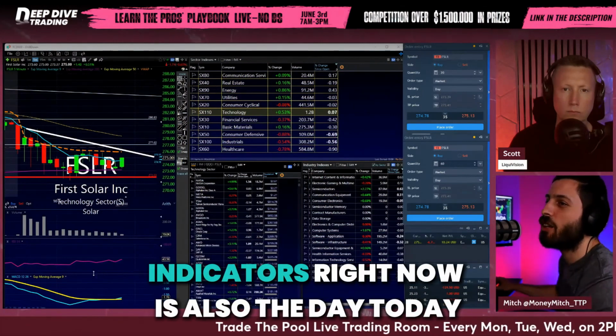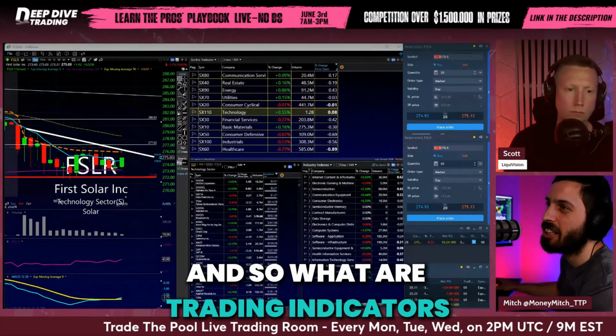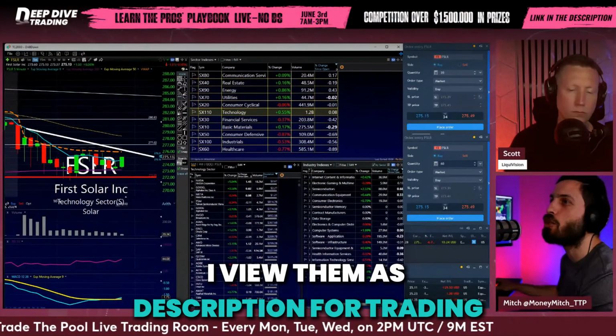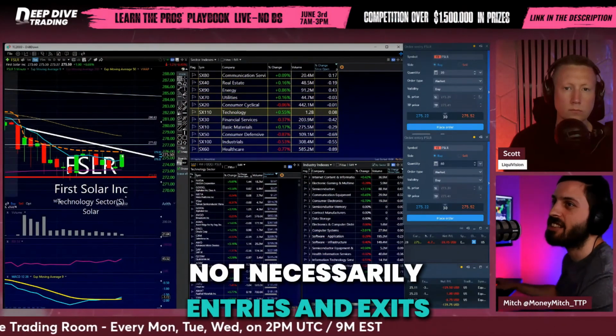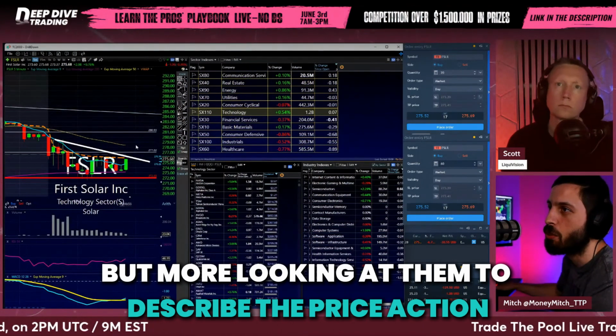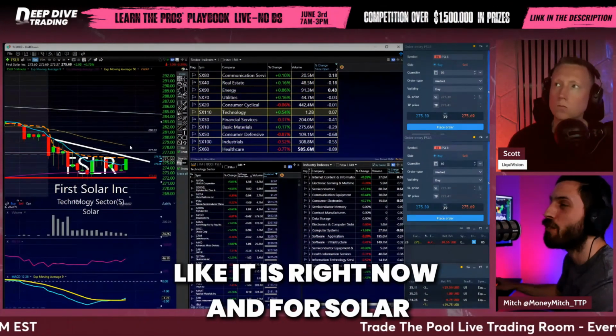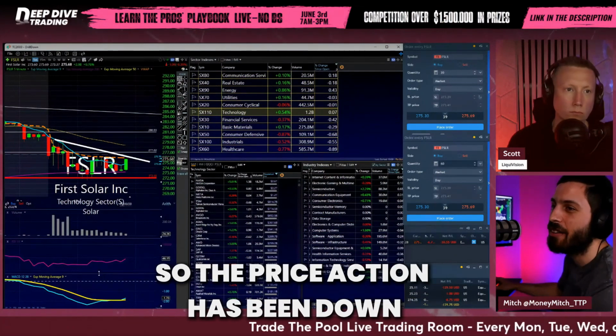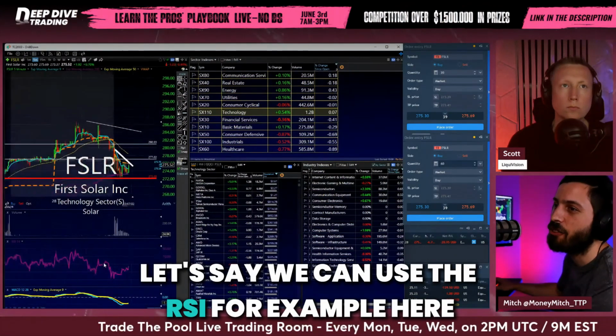Indicators right now is also the day today. And so what are trading indicators? I view them as description for trading, not necessarily entries and exits, but more looking at them to describe the price action like it is right now in First Solar. So the price action has been down. Let's say we can use the RSI for example here.